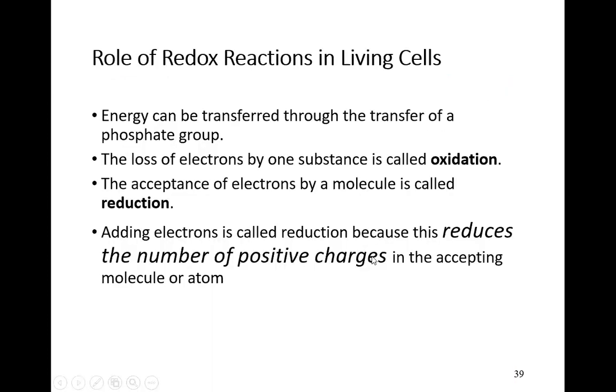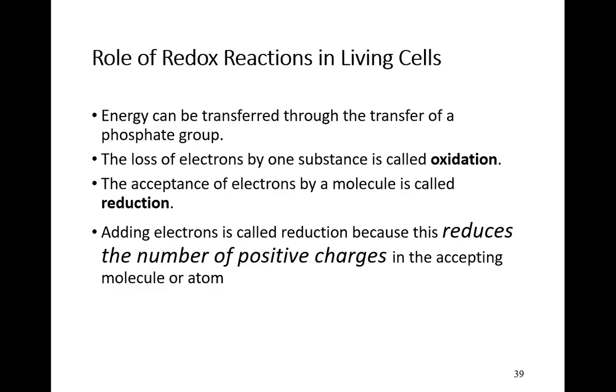Now, in our cells, we have redox reactions taking place all the time. We transfer energy by using a phosphate. When we oxidize something, it's losing electrons. When we grab electrons, we're reduced. And we have to be able to transfer that energy. The energy coming off can only be transferred by using phosphate.